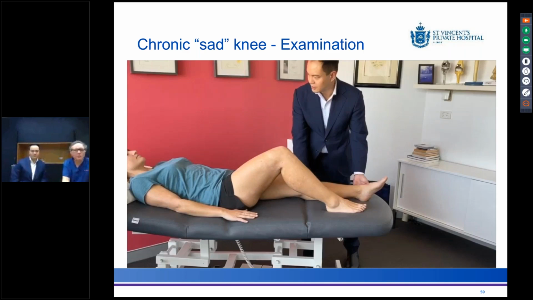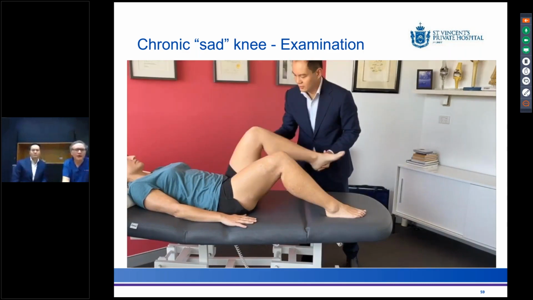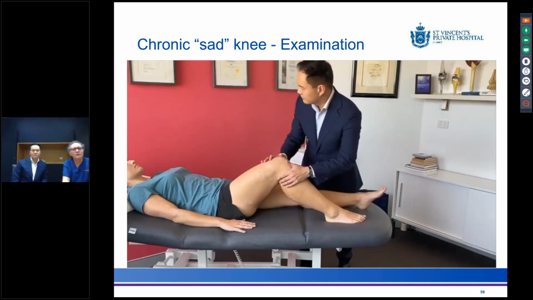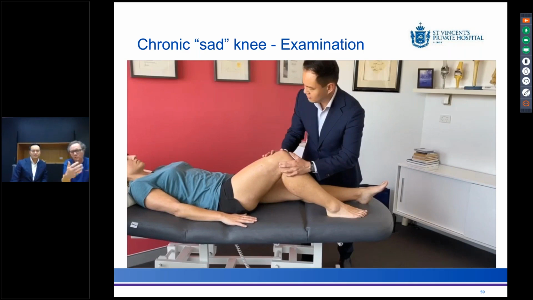Once again, look, feel, move. He's palpating for any tenderness over the lateral joint line, over the patella, over the fibular head there. Once again, on the medial side, it's an anatomy lesson: medial femoral condyle, medial joint line, medial tibial plateau, medial collateral ligament from its origin to insertion, hamstring insertion as well.